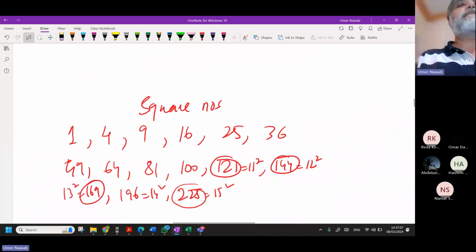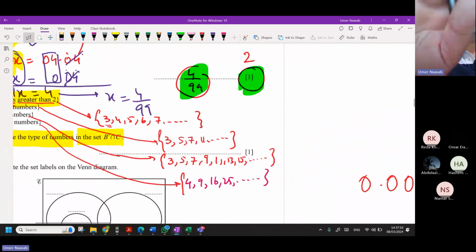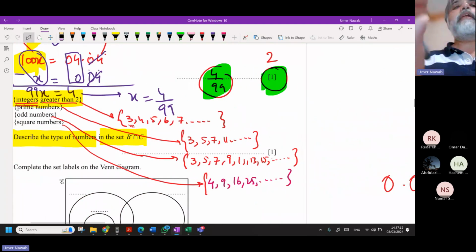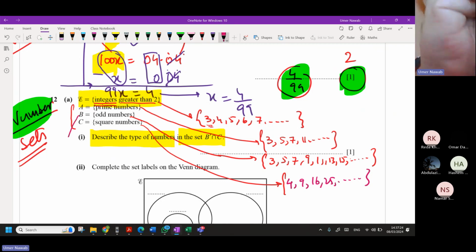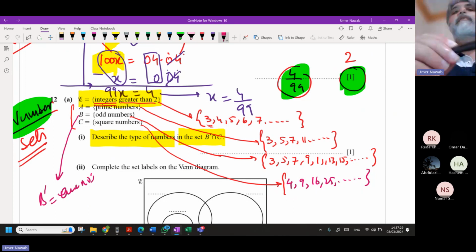He is saying that your B complement intersection C. So C is a square number, boys. So you need to get a square number. Can I include, because I need to, B complement is again... B complement, Mr. Omar, even numbers. Okay, even numbers. So all even numbers, which are square numbers.